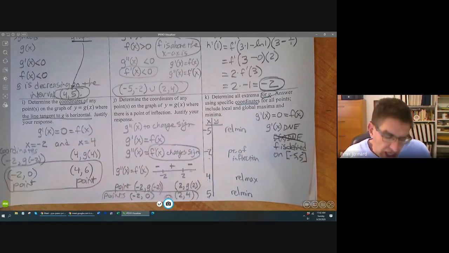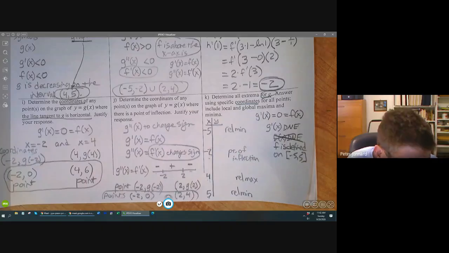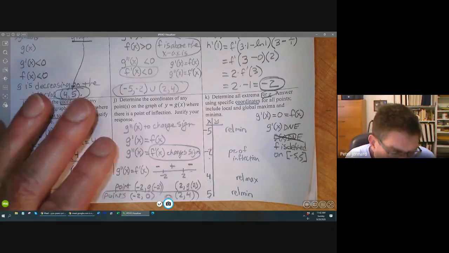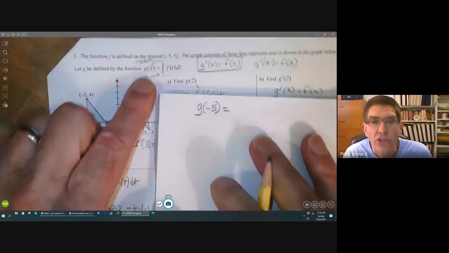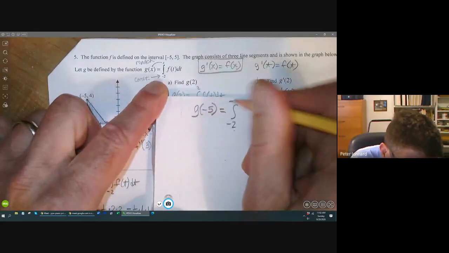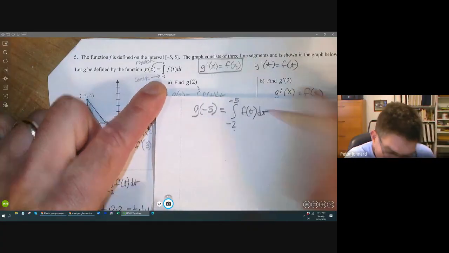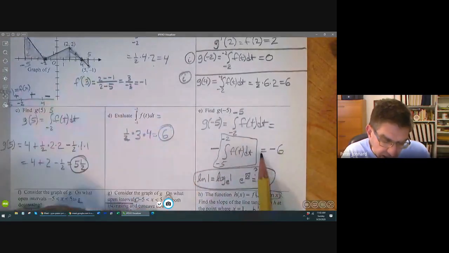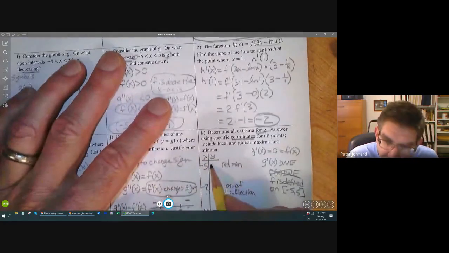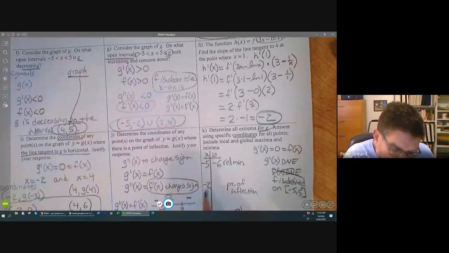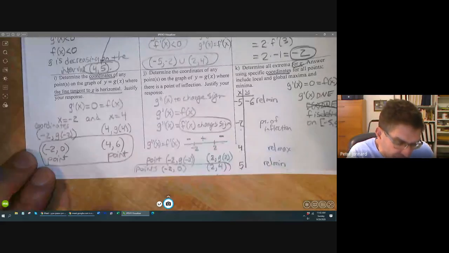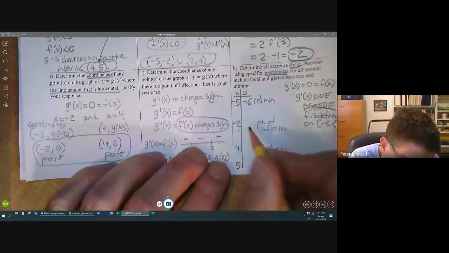So we need to calculate what's g of -5. I'm looking over my old work here for g of -5, and we don't have that on here, so we're going to work that out. What is g of -5? Well, by definition, that is equal to the integral from -2 to -5 of f of t dt. And gosh, I feel like we already worked that out. Look at that, you guys, we already worked that out. g of -5 equals -6. The next one is we need g of -2. Fortunately for us, we worked out g of -2, and we calculated that was 0.